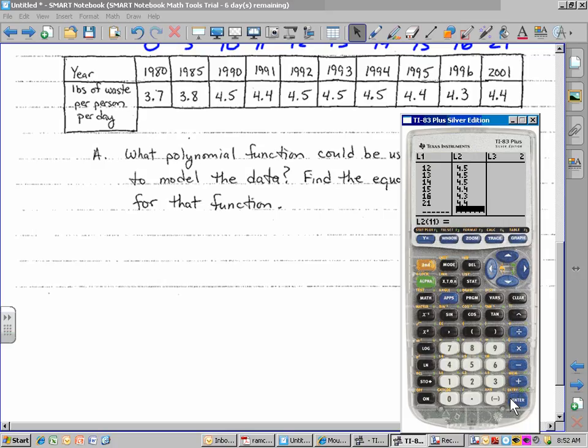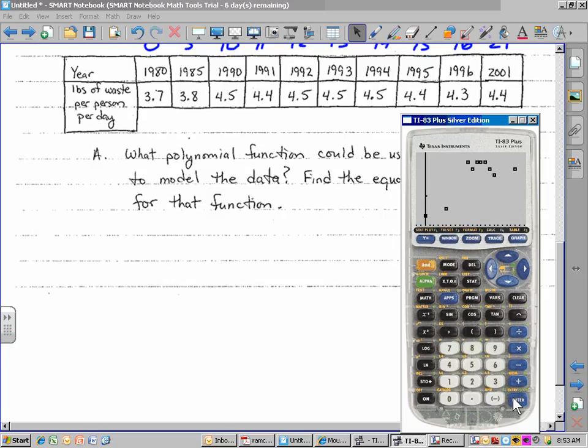Okay, now that we have the data in, let's take a look at the graph, see if we can figure out what this might actually look like. So Y equals is good, stat plot is on, still graphing L1 and L2. So if we hit zoom 9, we should get a graph. Not as pretty as the last one, that's for sure.